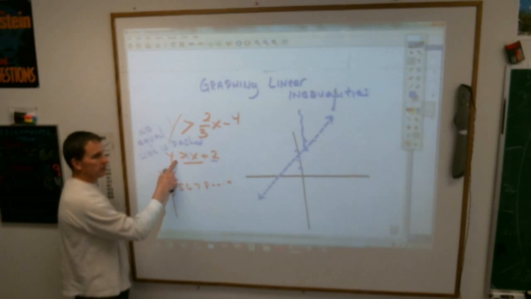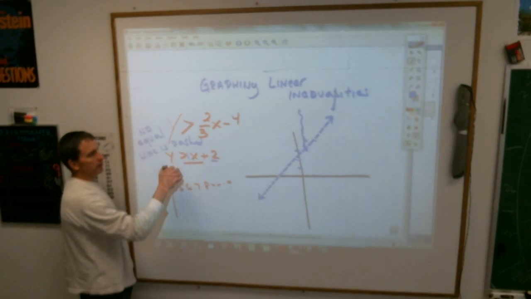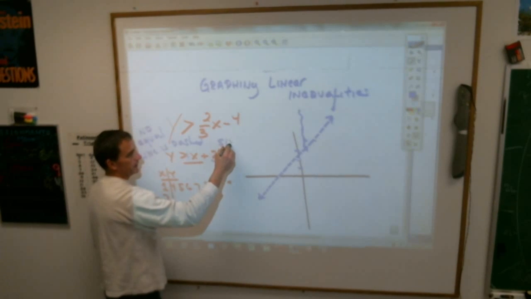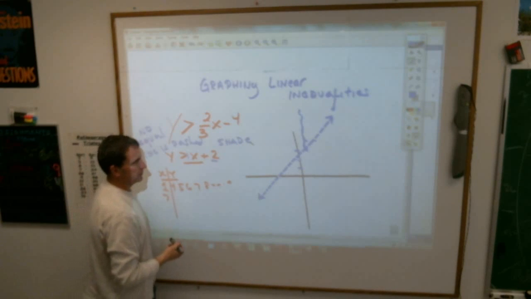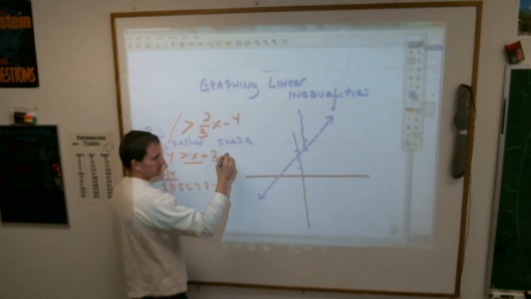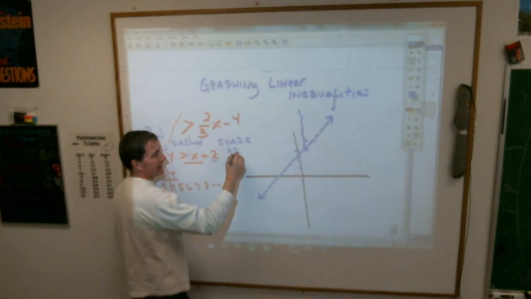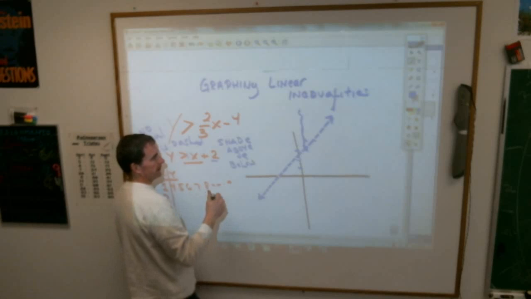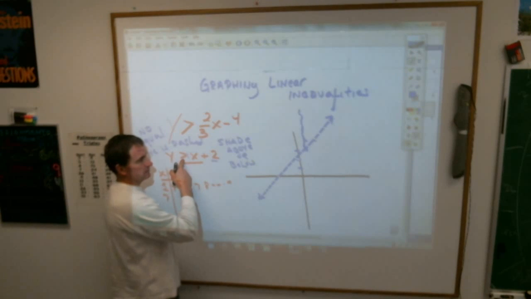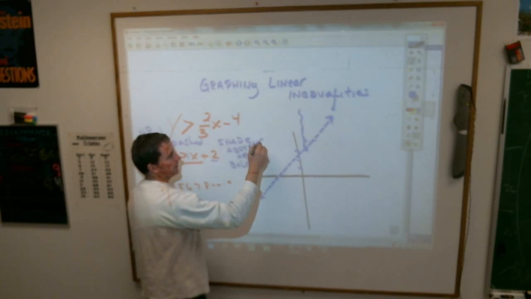When you graph an inequality, you are going to shade whichever side of the line you are looking at. You're either going to shade above the line, or below. Okay? If it is greater than, it's above.